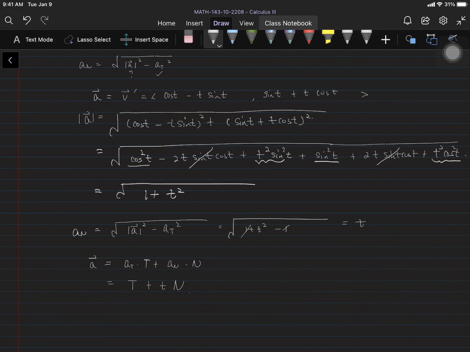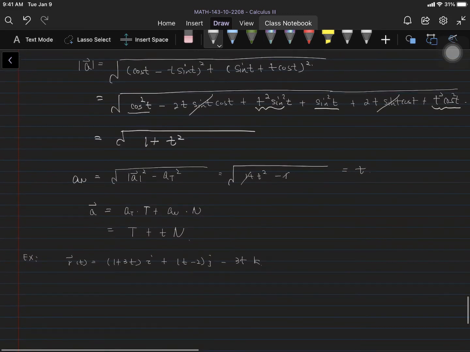Let's see, I'm going to give you one exercise. It's just extra practice for finding the tangential and normal components of acceleration. And r(t) is given: r(t) equals something minus 2j minus 3tk. Okay, this is r(t), and this is in 3D. That's okay, we just follow the same procedure.